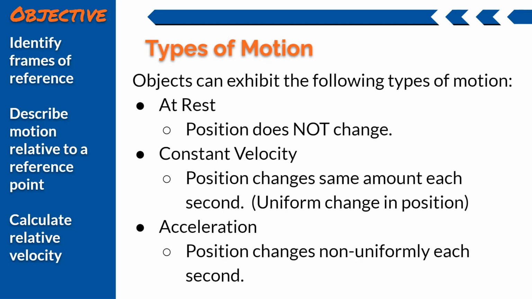We also have talked about objects that are at constant velocity, and those are going to be objects where the position changes the same amount each second, meaning that you have a uniform change in position. And then the third type of motion is acceleration, which means that the position is going to change non-uniformly each second. So instead of saying that your position changes 2 meters each second, which would be constant velocity, we're going to have a non-uniform change in position, so it's not going to be that same increment each time. Okay, so this is what we're going to add to the discussion with our notes today is acceleration, because we've already talked about the other two, objects at rest and objects at constant velocity.